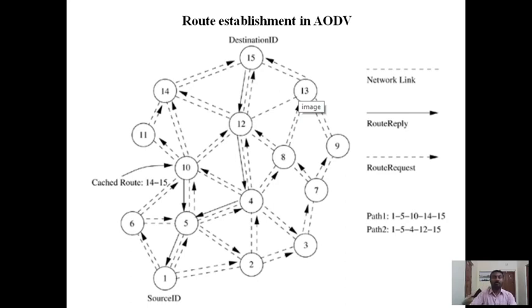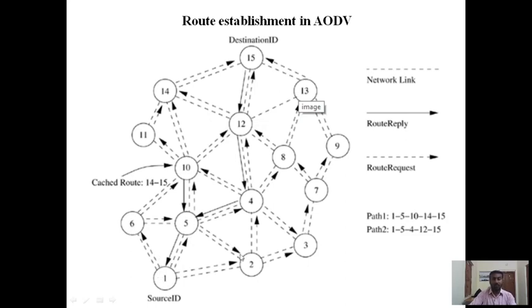So this happens in the ad hoc on-demand distance vector routing protocol. This is the pictorial representation of route establishment in ad hoc on-demand distance vector routing. If the source wants to establish a connection to the destination, it sends the route request message to all the nodes, flooding it.